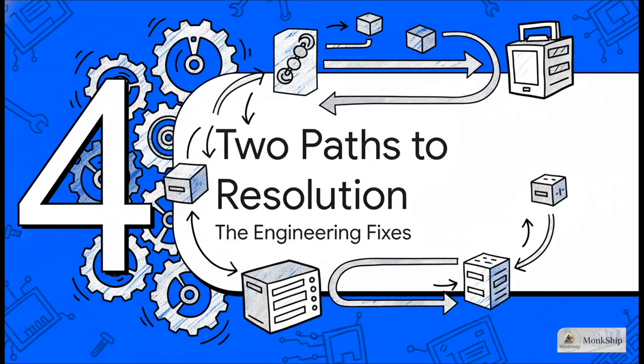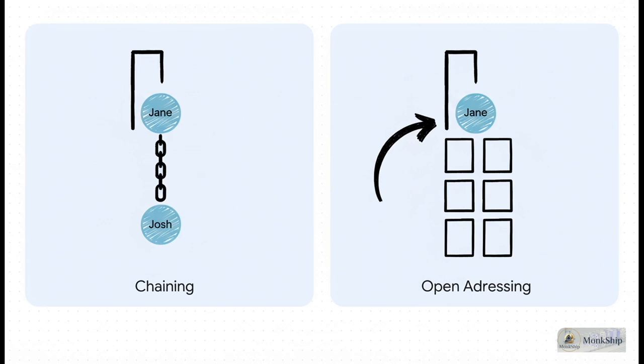2 different engineering philosophies for handling these collisions. And these 2 strategies are kind of fascinating. On one side, you have chaining. It basically says, hey, index 1 is full? No worries. We'll just start a little side list at index 1 and put both Jane and Josh on it. But then you have open addressing, which says, nope, index 1 is full. Let's just go look for the next empty spot somewhere else inside our main list. 2 totally different approaches to the same problem.